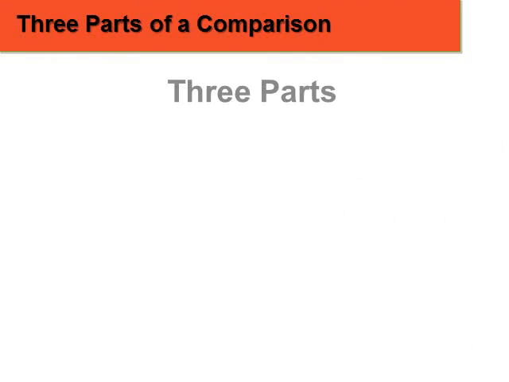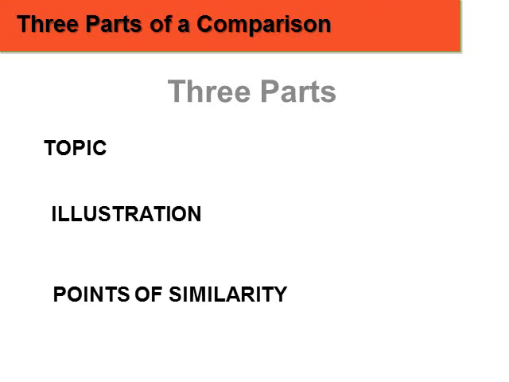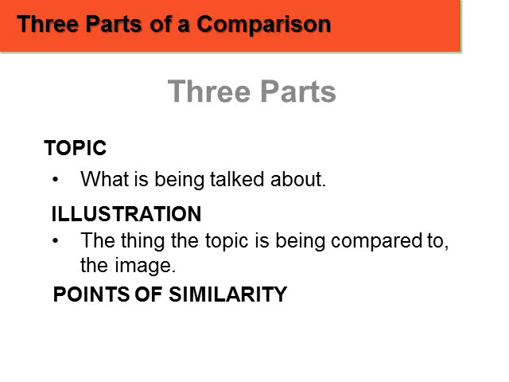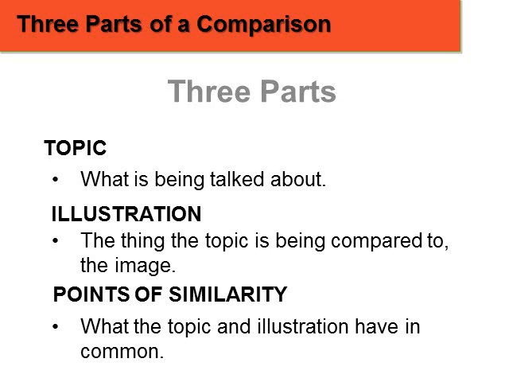The three parts of a comparison are topic, illustration, and points of similarity. The topic is what is being talked about. The illustration is the thing the topic is being compared to. We can also call it the image. The point or points of similarity describes what the topic and illustration have in common. There may be one or more points of similarity.